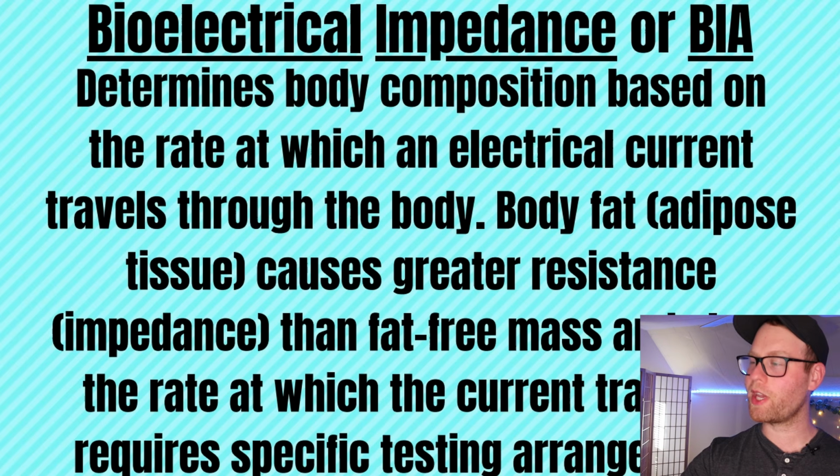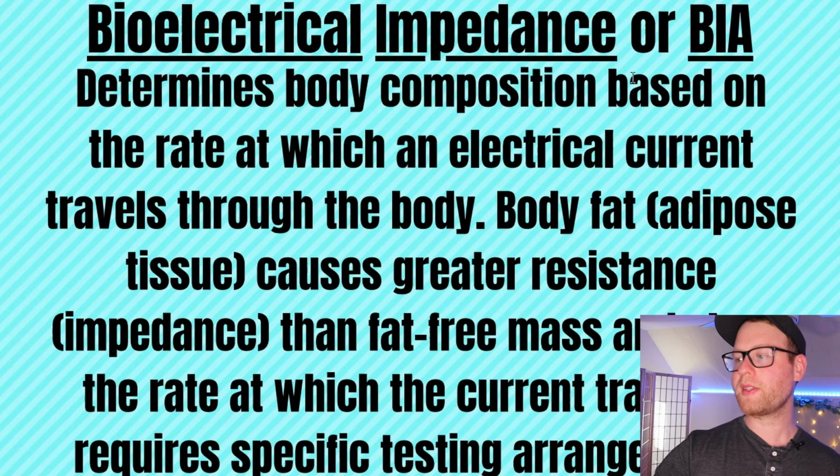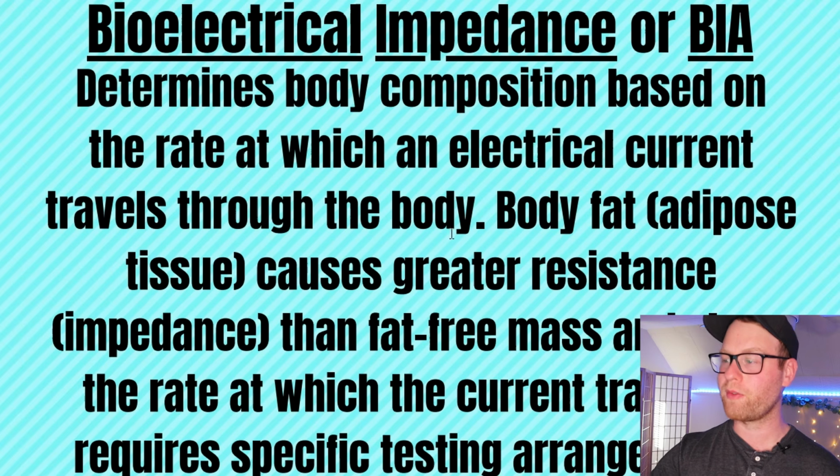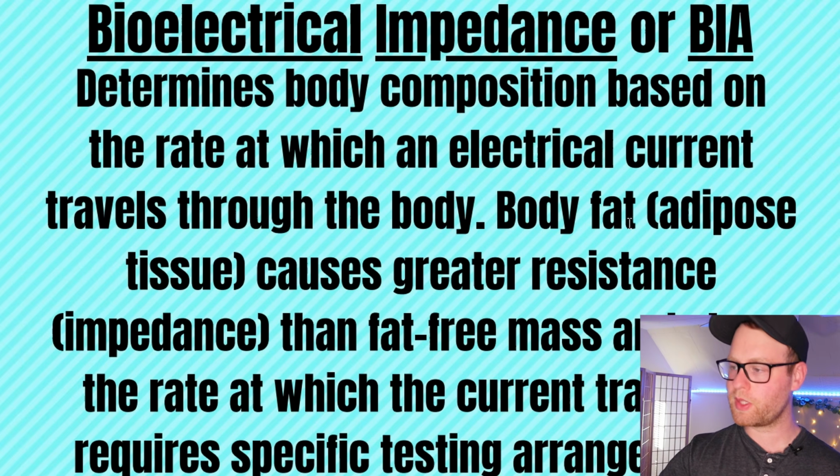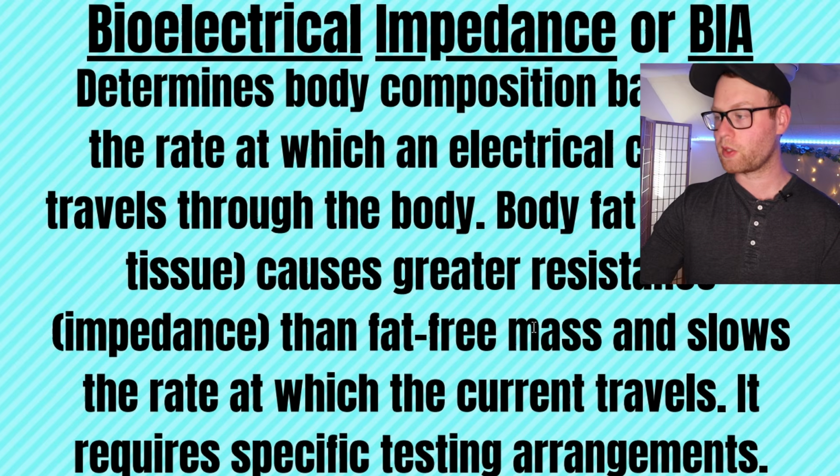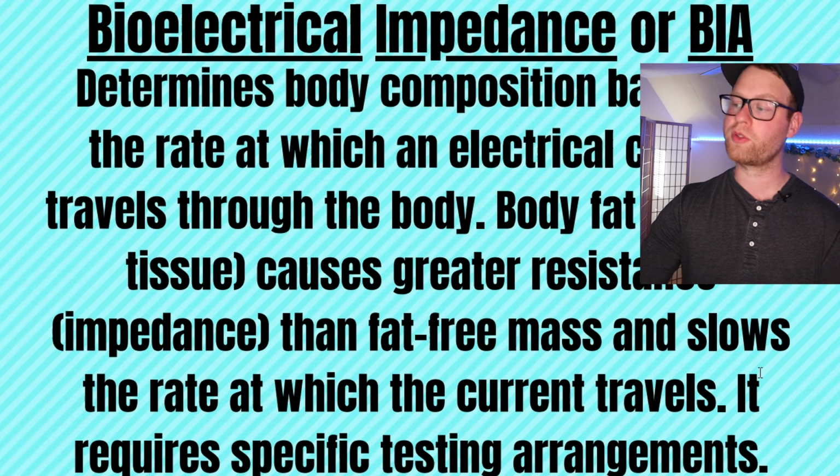Now, unlike BMI, which had nothing to do with body fat, bioelectrical impedance, or BIA, has everything to do with body fat. If you have a scale that's telling you your body fat percentage, or if you have one of those little handheld things, both of those things are using a technology called bioelectrical impedance. And basically they determine your body composition based on the rate at which an electrical current travels through the body. Body fat, or adipose tissue, causes greater resistance or impedance than fat-free mass, like muscle and bone, and it slows the rate at which the current travels.